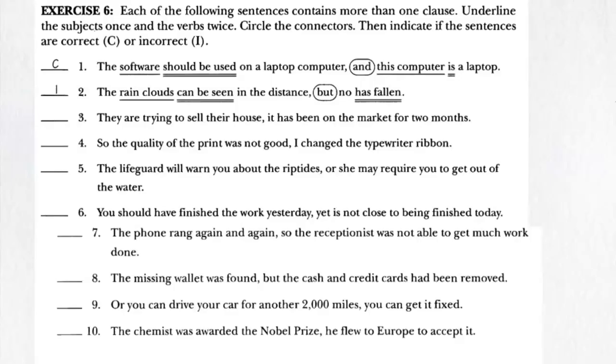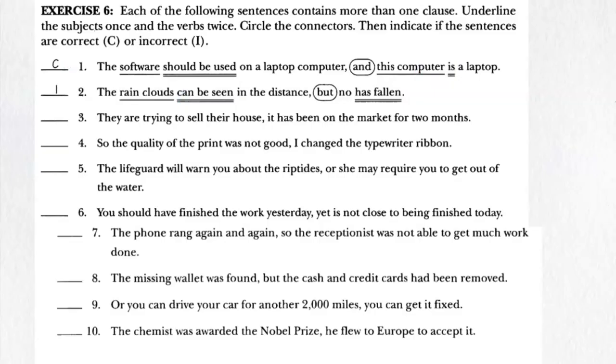Let's do this exercise. It says each of the following sentences contains more than one clause. Check if the sentences are correct or incorrect. Let's do the first two together. Number one, we have: the software should be used, subject and verb, on a laptop computer, comma, my clue, and this computer is a laptop, subject and verb. That's why this sentence is correct.